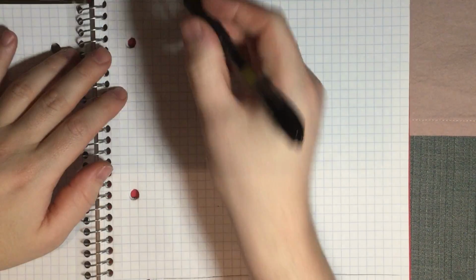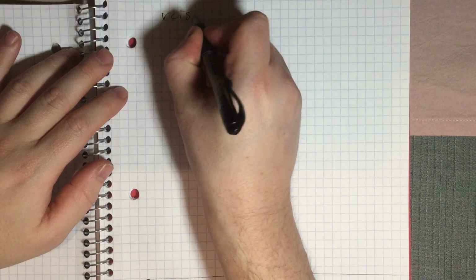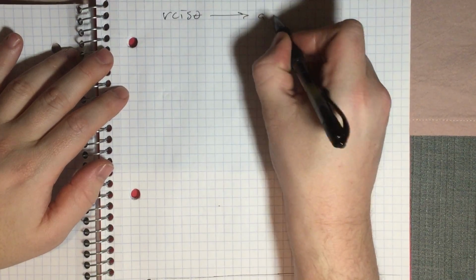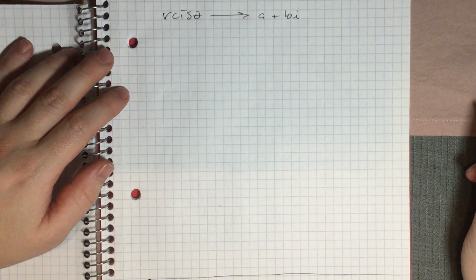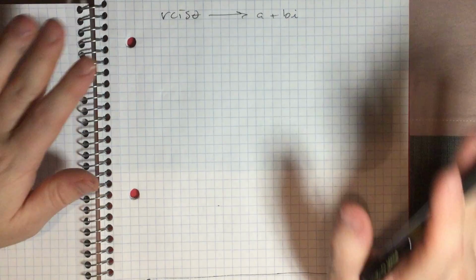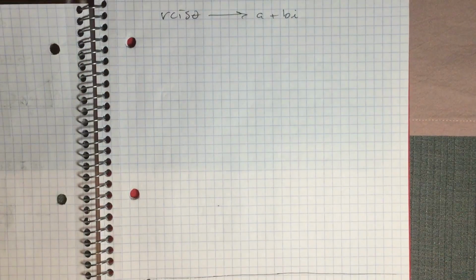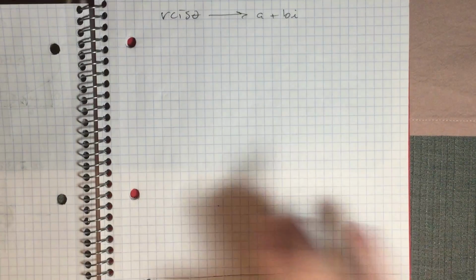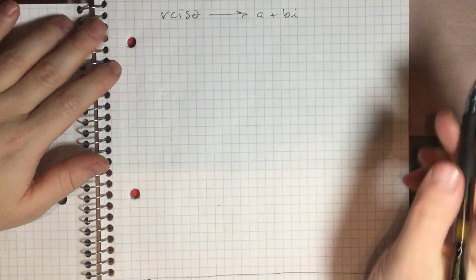Okay, here we go, last one, or last video. So in this one, we're going to take the r cis theta form and convert it to the a plus bi form, okay? There's a couple of ways that you can do this. I'm going to show you both ways here. The way that I prefer, and then the other way which you might prefer, and that's fine.